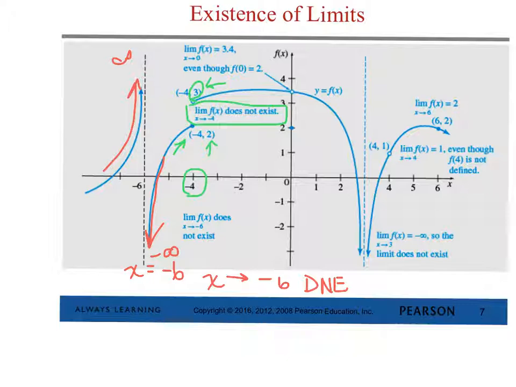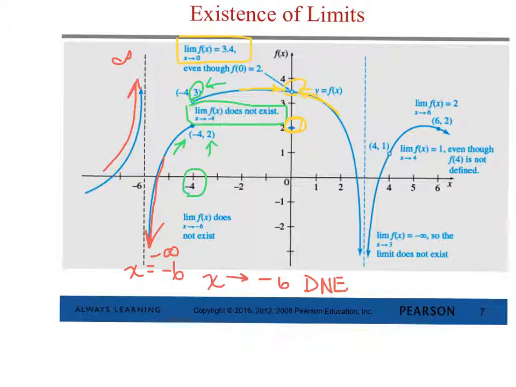Now, the limit of f of x as x approaches 0 is actually 3.4, even though f of 0 is undefined. F of 0 actually, well, no, I said it's not defined. Actually, it is defined. It's defined as 2. So the reason this limit actually exists, even though it's not equal to f of 0, is because the left-hand limit comes to the same value as the right-hand limit. And they both approach approximately 3.4.